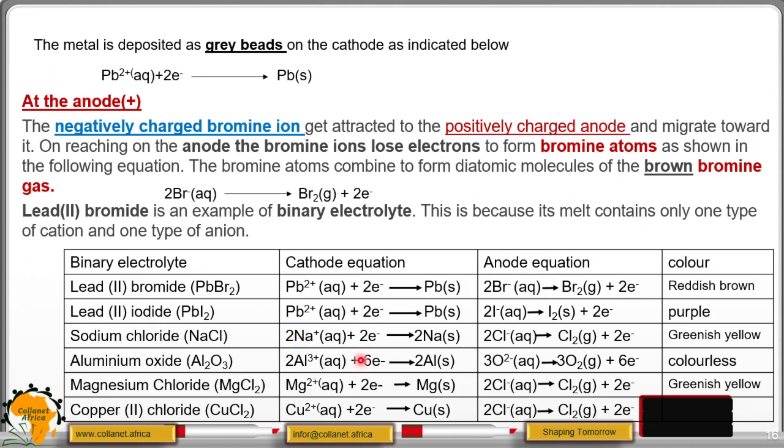Then aluminum oxide, we have this one at the cathode and this one at the anode. Then the colors are indicated there. We have reddish brown for bromine gas, purple for iodine gas, greenish yellow for chlorine, colorless oxygen, greenish yellow for the chlorine. So we have magnesium chloride, that is a reaction, and this is what will be happening at the cathode, and this is what will be happening at the anode. The same concept will be applied in electrochemistry in Form 4.